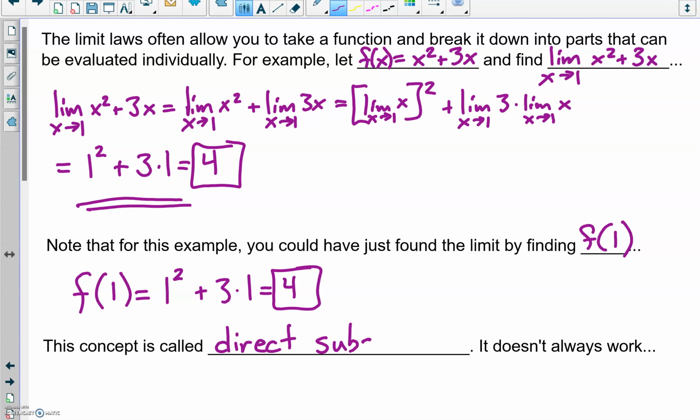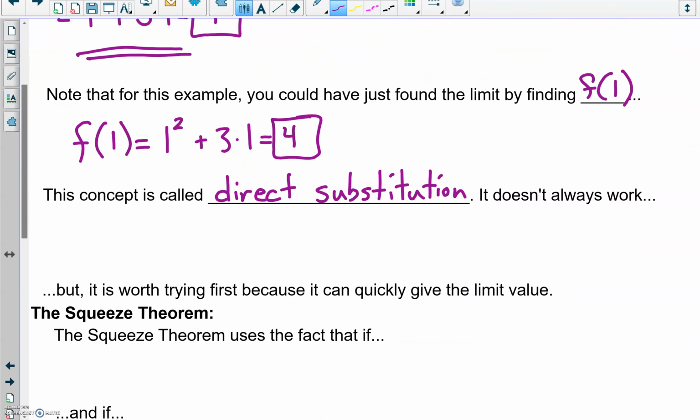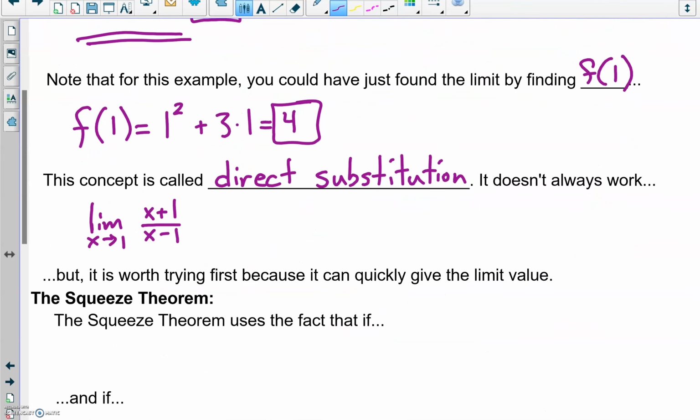Doesn't always work, but when it does, it's great. So direct substitution. An example of when it might not work would be when you're trying to find the limit of x plus 1 over x minus 1 as x goes to 1. In this case, you try direct substitution and you get 2 over 0, and that's undefined, at least as it stands. So we're going to have to think about this.